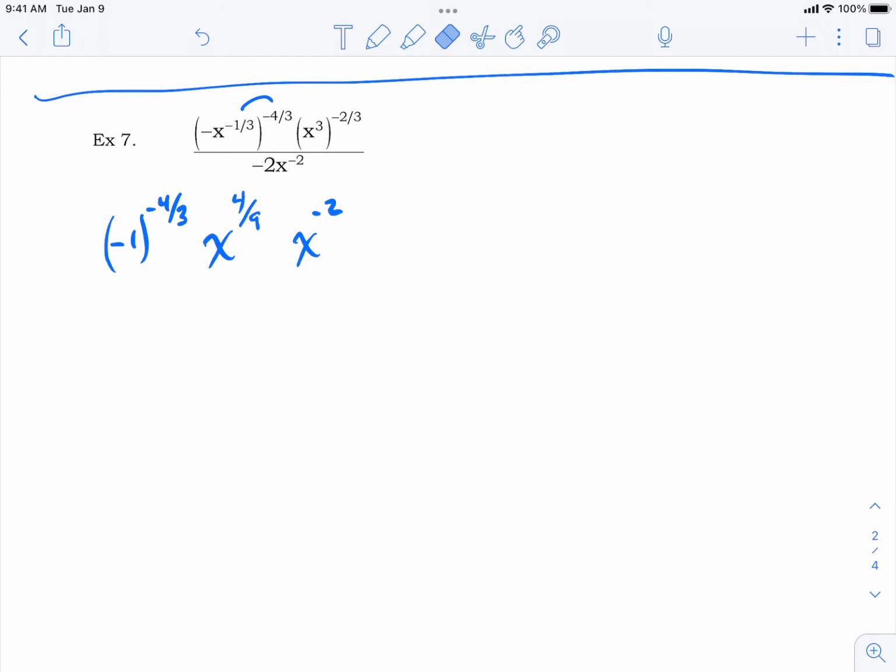Get that out of there. That's on top. Now on the bottom, what have I got? I've got a negative 2 that does not have an exponent on it. Notice it does not have an exponent on it. And it's multiplying x to the negative 2.